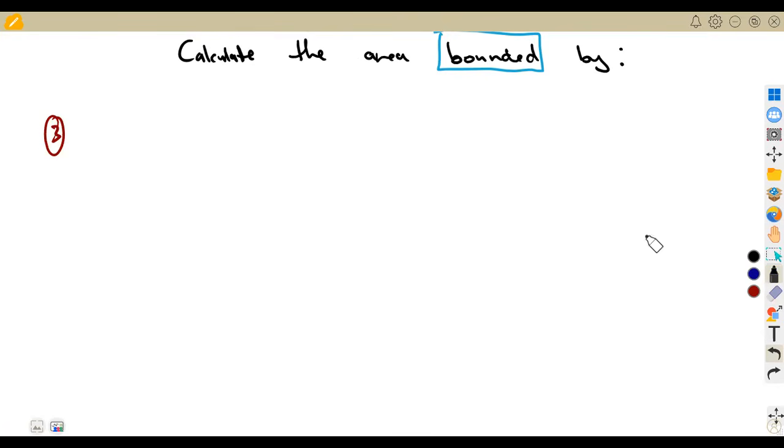So whenever you're given a trig function, you're supposed to be very careful about which region you are going to have your area in. Like for this one, we are given the graph of y is equal to the cosine of 3x with the boundaries y is equal to 0, x is equal to 0 and x is equal to pi over 3.